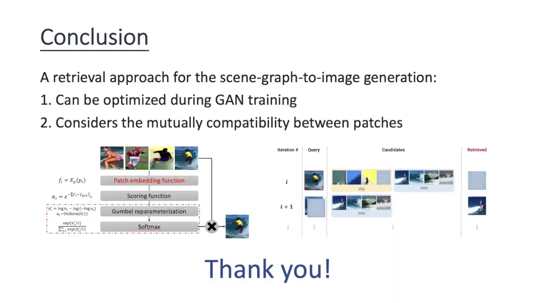To conclude, for the scene graph to image synthesis problem, we propose a retrieval approach that can be optimized during the GAN training stage and selects mutually compatible patches for generating the final image.